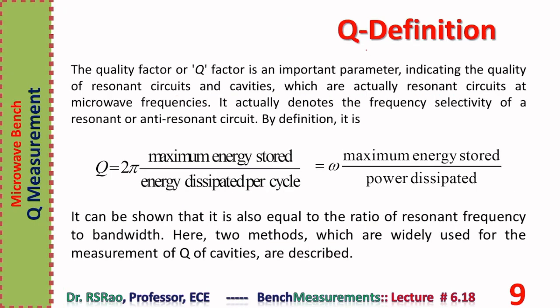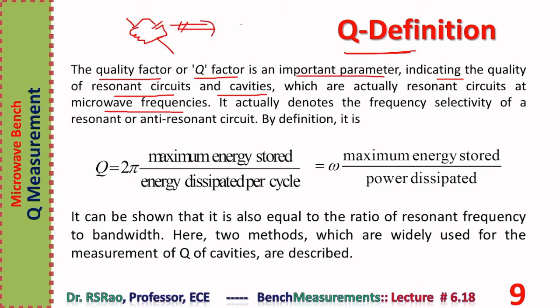Now we move to measuring Q with the bench. Q of a cavity. The quality factor, or Q factor, is an important parameter indicating the quality of resonant circuits and cavities. Cavities are actually resonant circuits at microwave frequencies. At small frequencies, a parallel LC circuit acts as a resonant circuit, but this fails to work at microwave frequency. Here, cavities are used. Cavities work as resonant circuits.